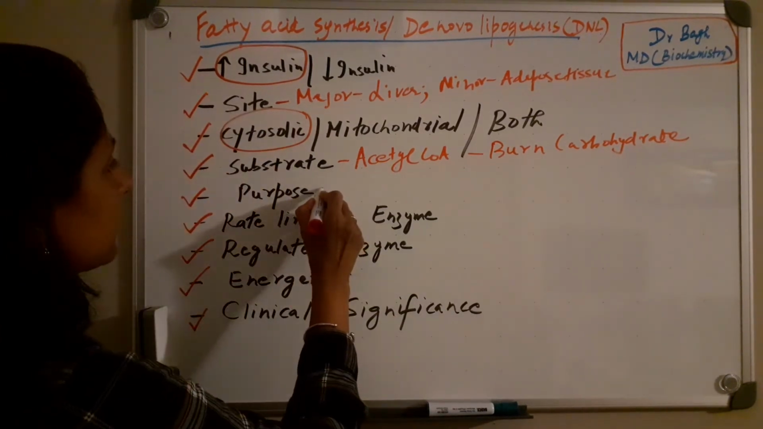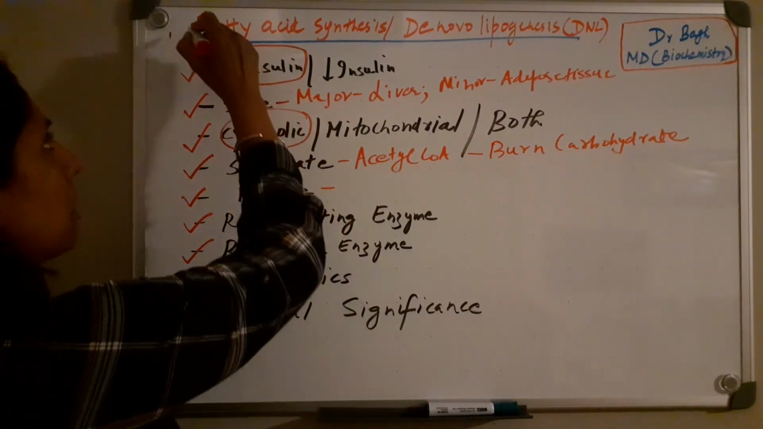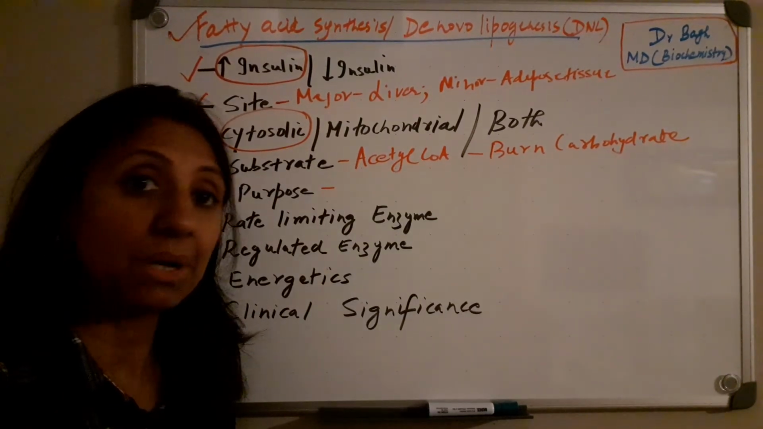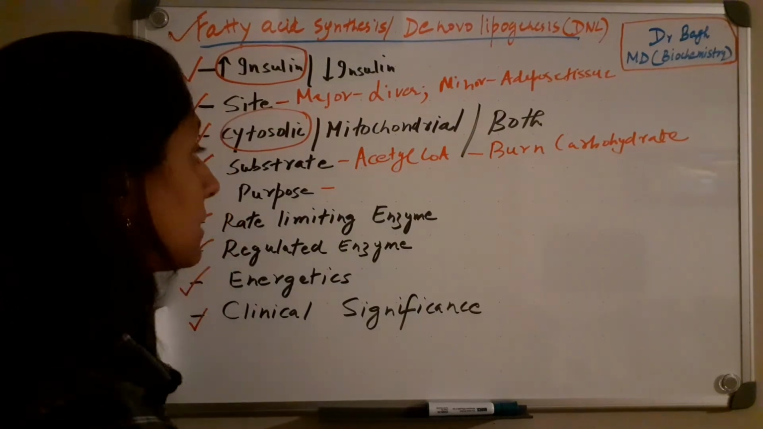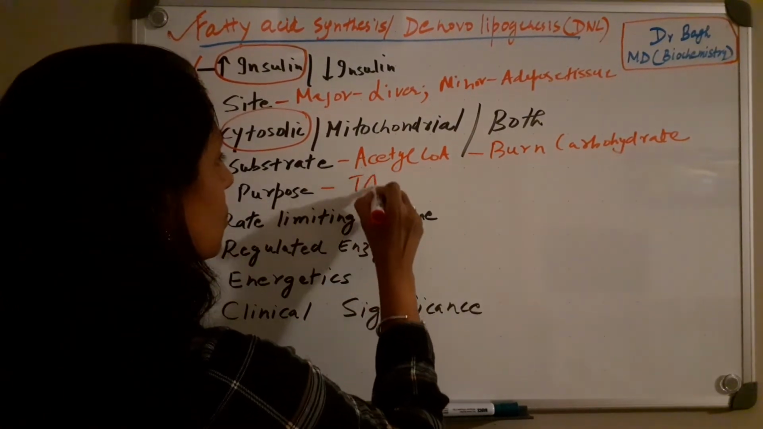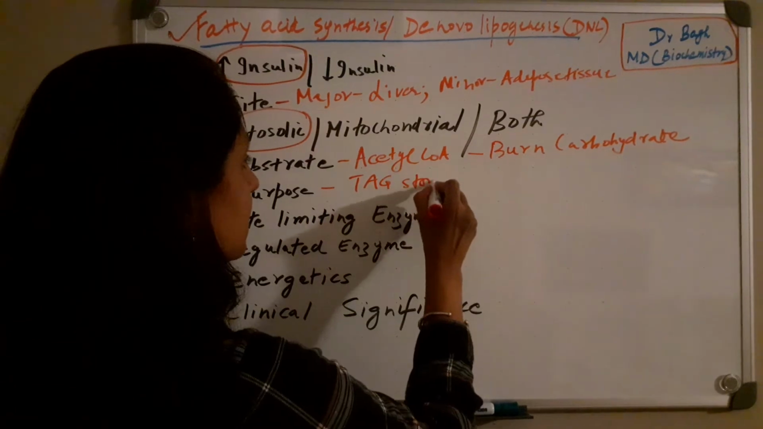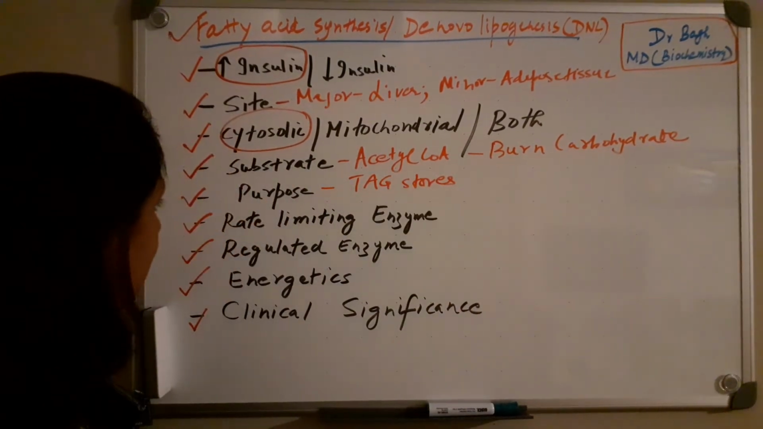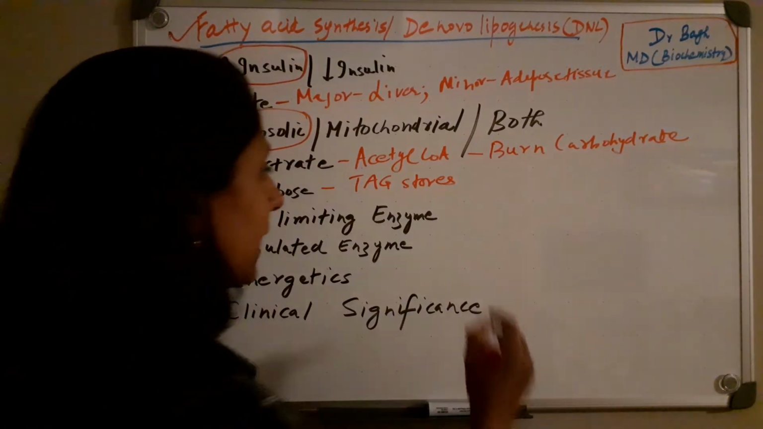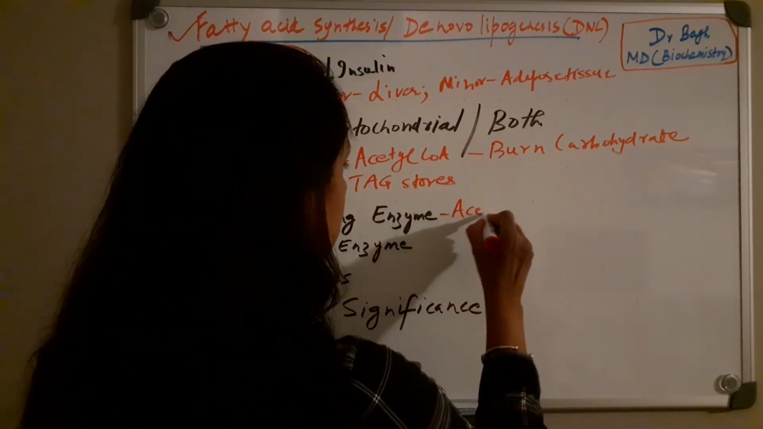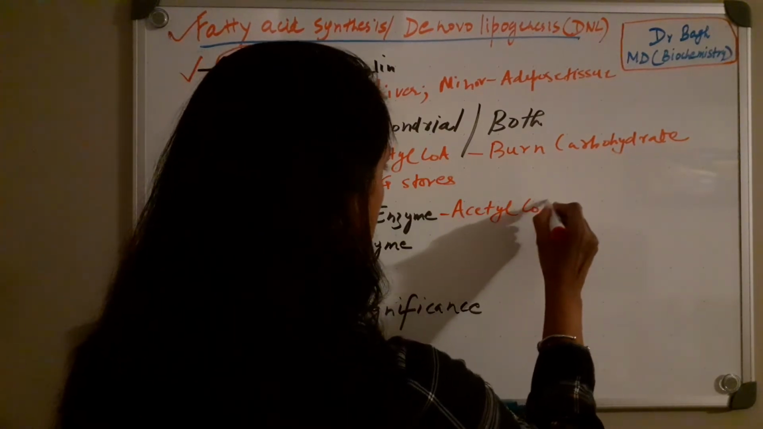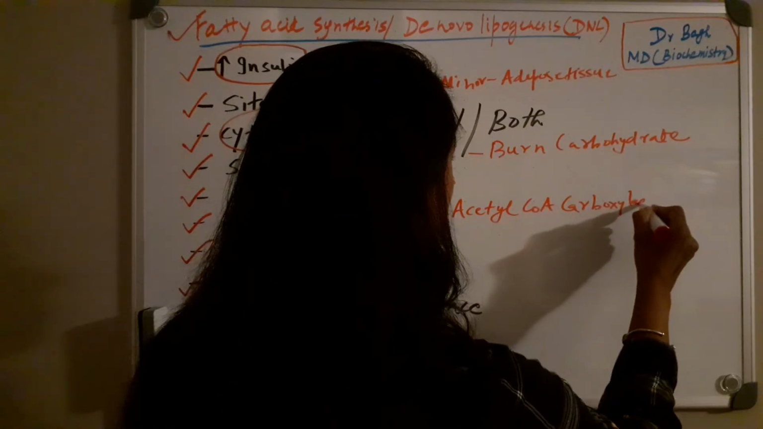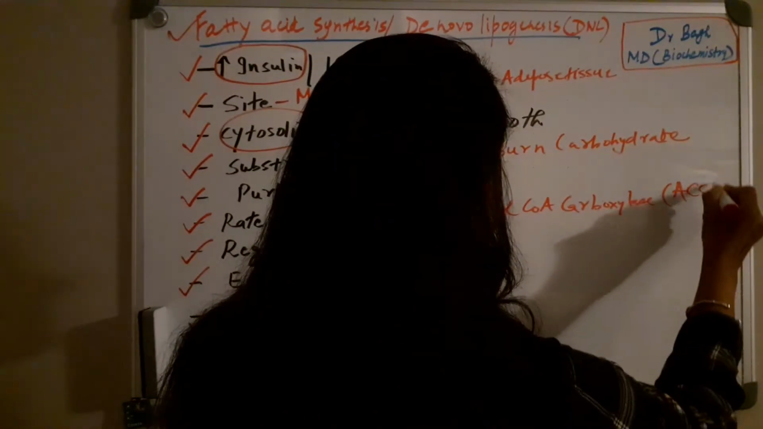Then what's the purpose of the pathway? Well, you know we are talking about fatty acid synthesis, so for sure it will form fatty acid, but don't forget that fatty acid synthesis goes into TAG stores. So remember that fatty acid synthesis goes into TAG stores in your body. I will talk about that later. Rate limiting enzyme of the pathway: the rate limiting enzyme for this pathway is only one, which is acetyl-CoA carboxylase, also known as ACC.